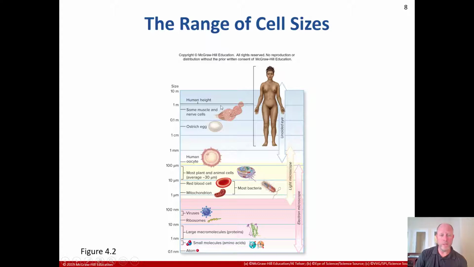And you can see a little comparison. We'll come back to it when needed to get a better idea of the sizes of some of these different cells. A human oocyte there, and the red blood cell there, and then a mitochondria, of course, being smaller than that. Going to viruses, ribosomes, large macromolecules, small molecules, and of course down to an atom.